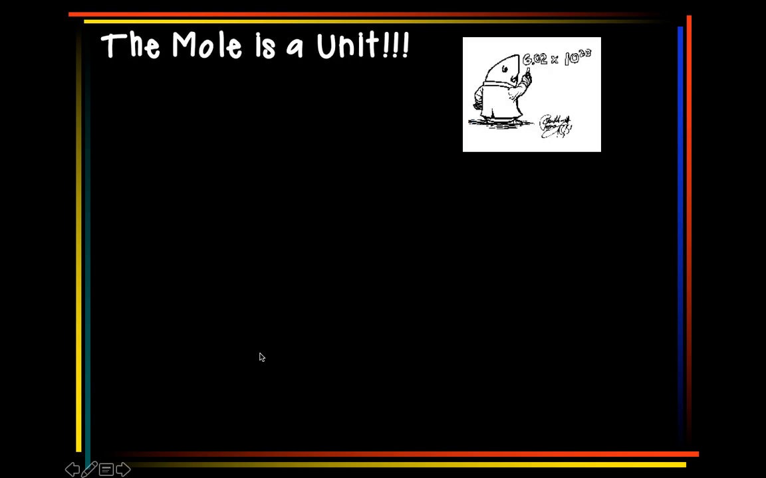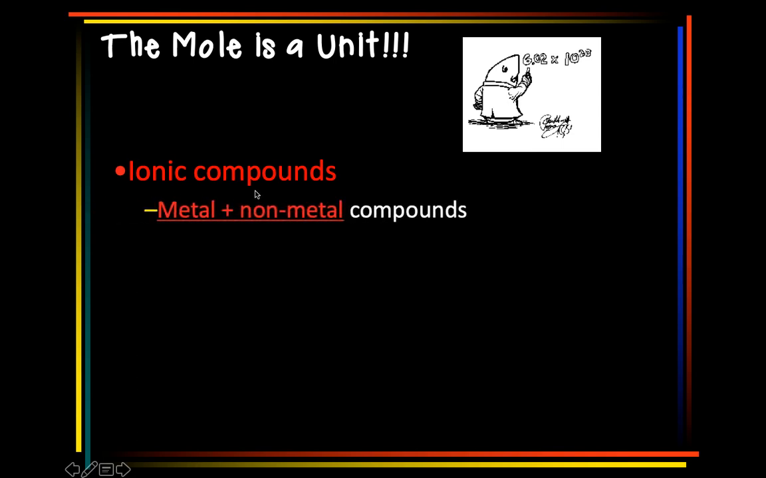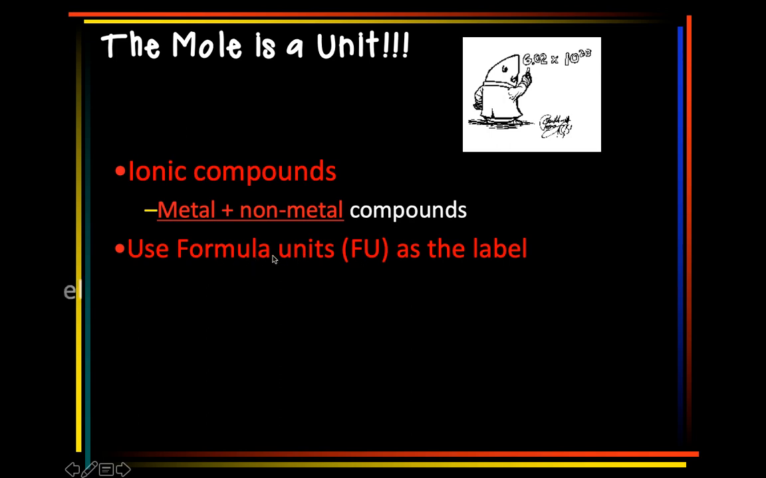Okay, so back to the label on Avogadro's number. What if we don't have an element? What if we have an ionic compound? Well, remember, ionic compounds are when you have a metal element combined with non-metal elements. So metal plus non-metal compounds. We use formula unit as the label. And yes, the abbreviation is FU. You're allowed to say that when you're talking about formula units only.